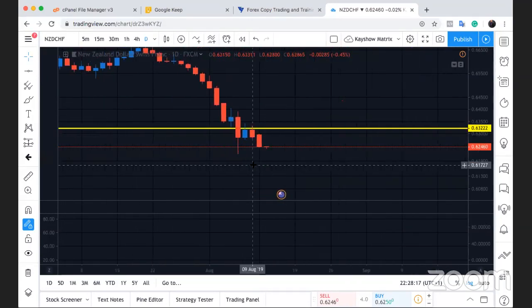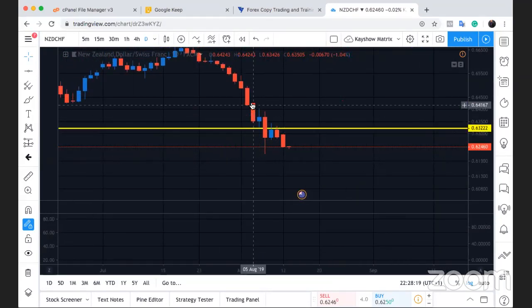Because looking at this, I can see that it has actually obeyed the rules. It came here. This blue candle showed us that there was a floor here, or a support here. That's why it gave us a blue candle here, trying to go back up. But this red candle came and broke that floor. And now this floor has become the what? The new ceiling.